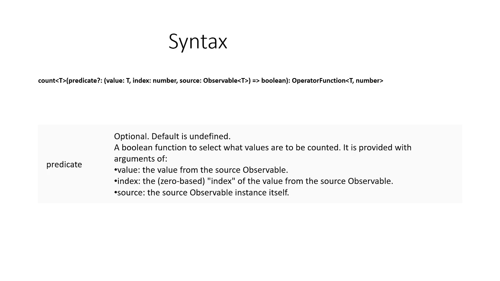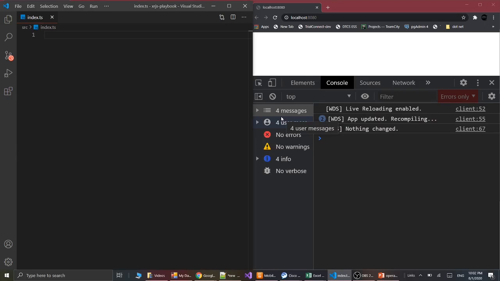The first argument is the value, which is the actual value produced by the source observable. Index is the zero-based index of the value from the source, and last is the actual source observable. If the predicate returns true, that value will be taken in the count. So let's understand the count operator using an example.